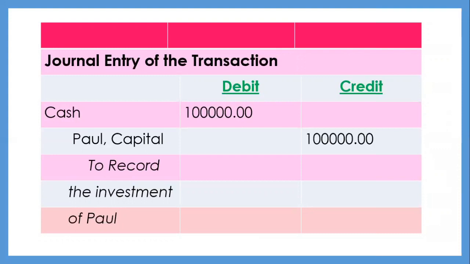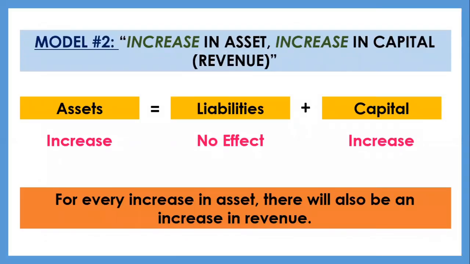Okay, so moving on to model number 2. Now, our model number 2 is increase in assets, increase in capital. So in this case, the component of capital which will increase is our revenue. Now, in order for us to better understand model number 2, let us have an example.